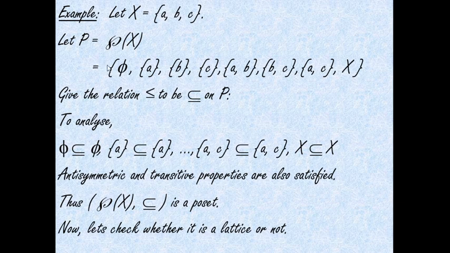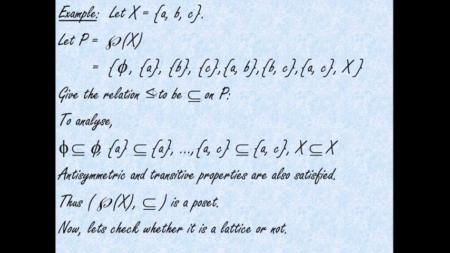Now we are given a relation on this capital P. So P is our set. The relation less than or equal to here is given as subset of. This symbol represents subset of. To analyze, you can say that the null set phi is a subset of the null set phi. Similarly, the singleton set A is a subset of singleton set A. Every set is a subset of itself.